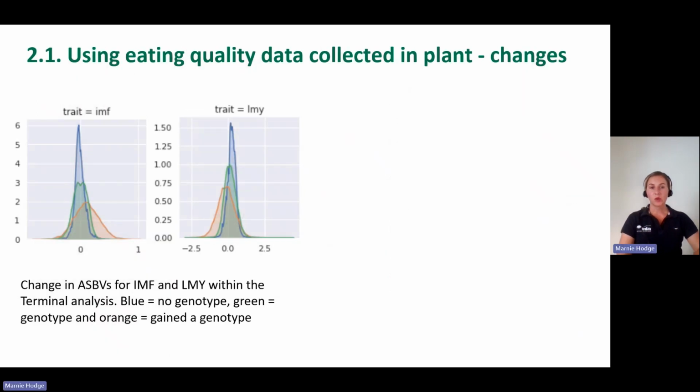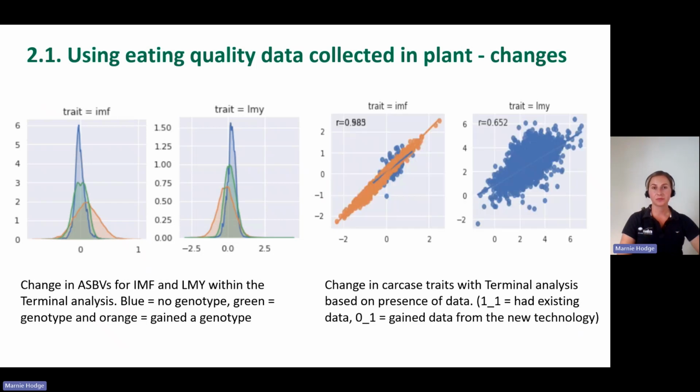So if we hone in a little bit more and have a look at the changes, this graph is for IMF and lean meat yield just in the terminal analyses. So what we've got here are breeding values for IMF and lean meat yield where an animal does not have a genotype, which is plotted in blue, where an animal has a genotype, which is plotted in green, and where an animal has gained a genotype, which is plotted in orange. So Kate will talk a little bit later about our updates to our genomic reference. So keep this in mind for that section, but essentially we can see a little bit of movement with the addition of more information into the analysis.